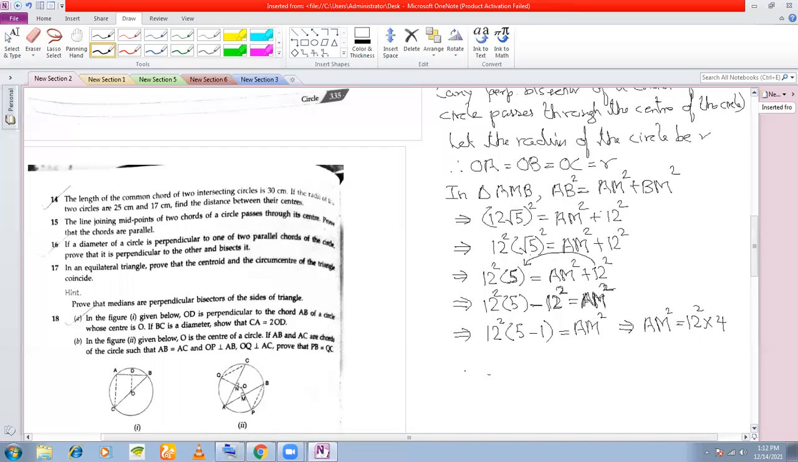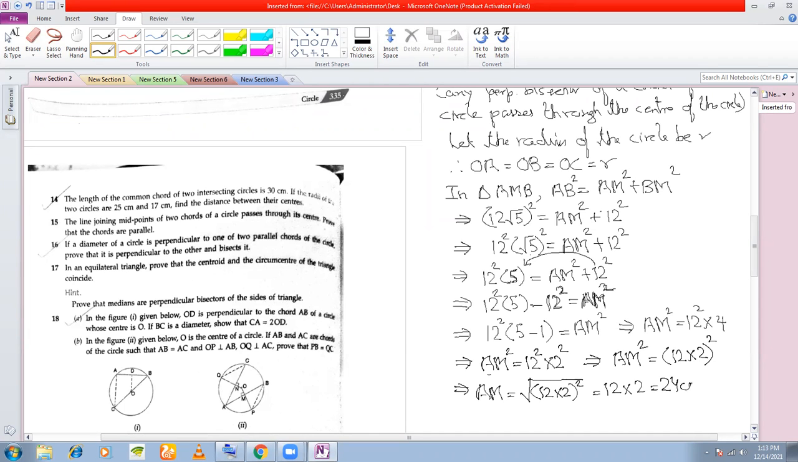Okay. So once I've got this, I get AM square is equal to 12 square and 4 you can write as 2 square, right? See, I'm not dividing, I'm not finding any square root. I'm simply doing it from common sense. AM square, you can always multiply and do it, but I'm just showing you another way. 12 into 2 whole square. That means what should be AM? AM must be equal to square root of 12 into 2 square, which is equal to 12 into 2, which is equal to 24 centimeters.